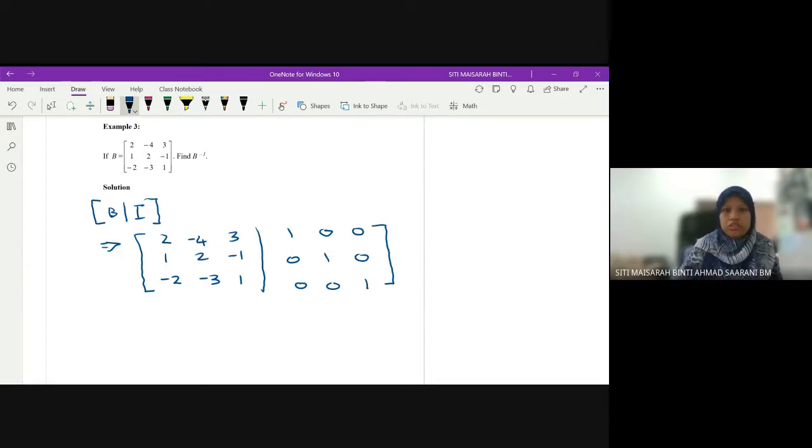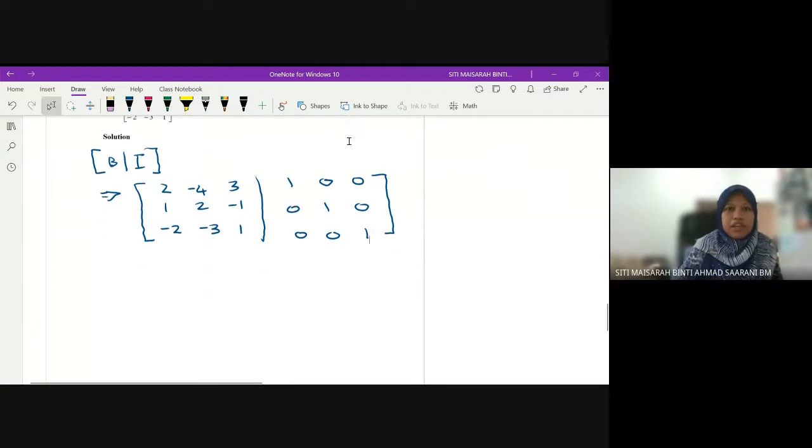Okay. So perkara pertama, mesti bagi jadi 1 kat sini. We are going to obtain 1 in the first position on the leading diagonal. So kat sini nak bagi dapat 1. Kita tengok dulu kat sini.